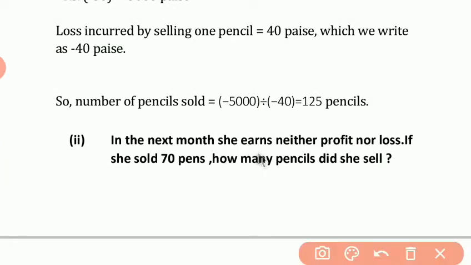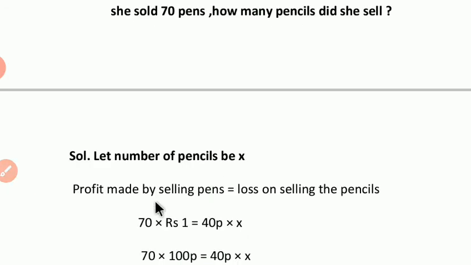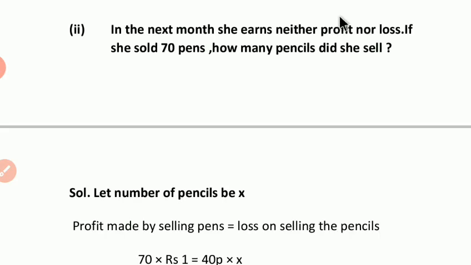Then question number 2. In the next month, she earns neither profit nor loss. If she sold 70 pens, how many pencils did she sell? Neither profit nor loss means we can say that profit is equal to loss. And we have to find again how many pencils did she sell.